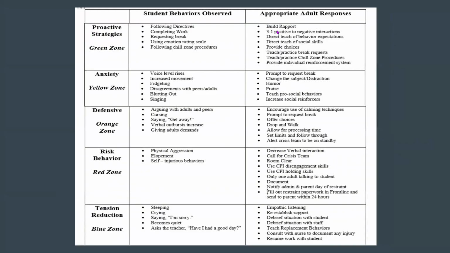Take a look at this sample behavior intervention grid created for a student. Notice the behaviors he demonstrates at each level and the corresponding appropriate staff responses at each level. Remember, this is individualized based on one particular student. Can you use this chart and grid to create a crisis response plan for a student that you work with?